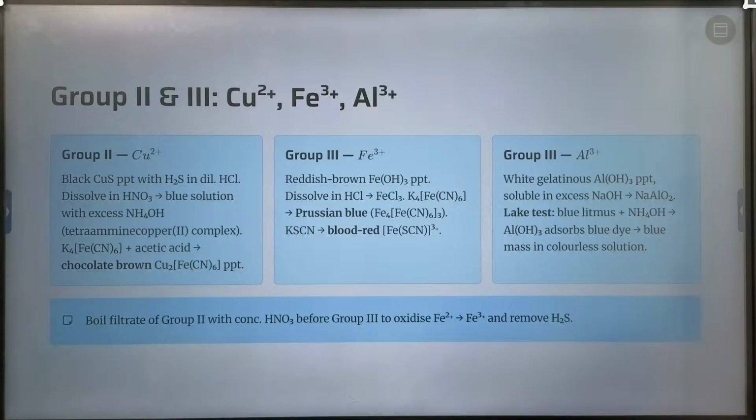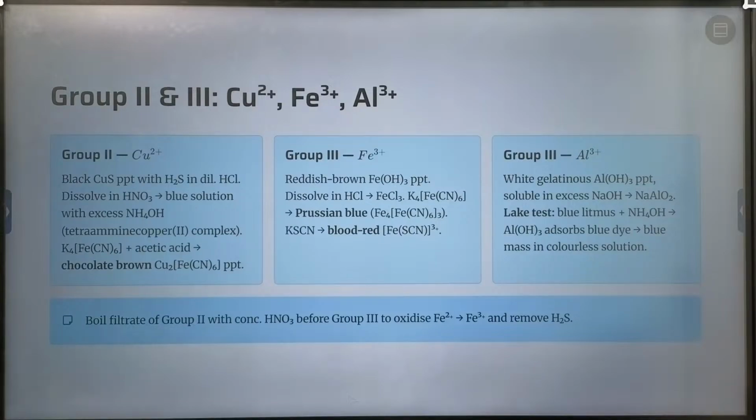Actually, it is due to the formation of a complex, which is said to be the tetraamine copper 2 complex, which is Cu(NH3)4. That ammonia will react with copper and form the tetraamine copper 2 complex, which is the Cu(NH3)4 complex. So that is actually blue in color.